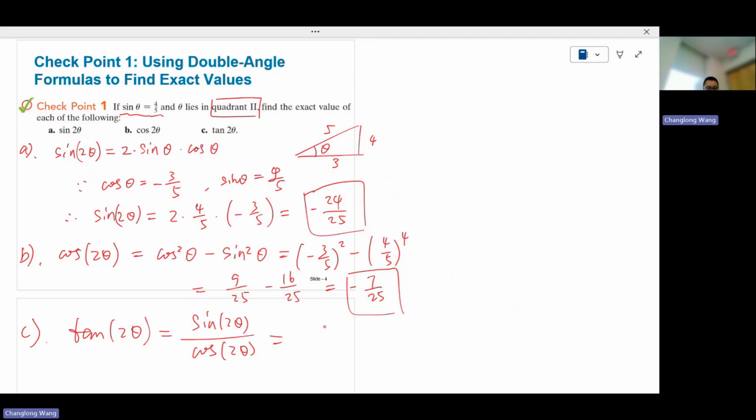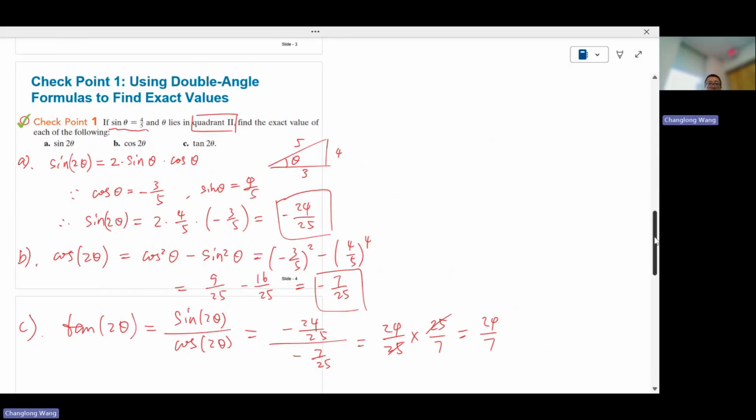All right. Now what is the tangent of 2 theta? Well, sine of 2 theta is negative 24 over 25, and you have to divide it by negative 7 over 25, right? The division of two negative numbers becomes a positive quotient, so at least we figure out the sign correctly. It's positive. Then you do the keep-change-flip: 24 over 25 multiplied by 25 over 7. The 25s cancel, so you're left with 24 over 7, positive, since the two negative numbers divide each other.